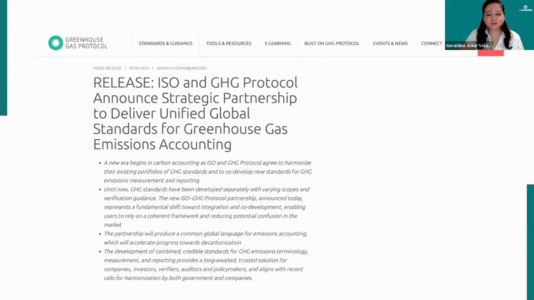On September 9, 2025, the International Organization for Standardization, or ISO, and GHG Protocol announced a strategic partnership to harmonize and co-develop their greenhouse gas standards. The aim is to produce a common global language for emissions accounting.